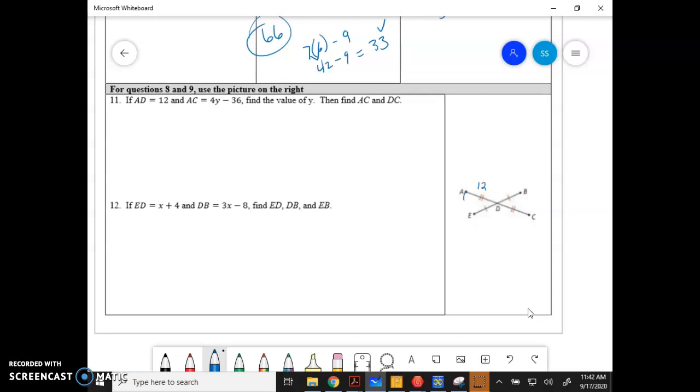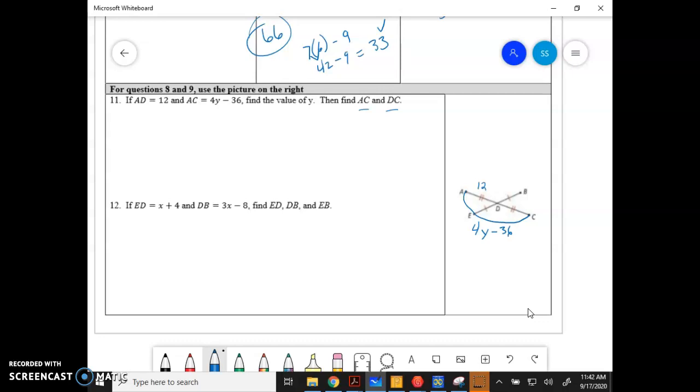So that's AC. It's from here to there. This distance here is 4y minus 36. Then find AC and DC. Well, first of all, we need to figure that out. We just need to figure out what y is. So we need to figure out an equation.